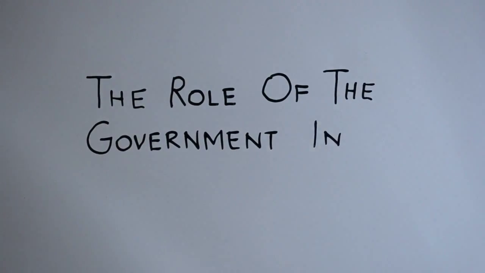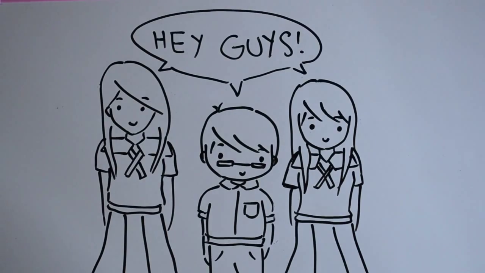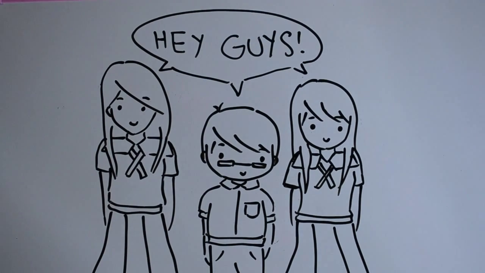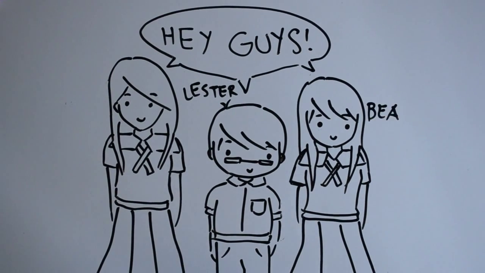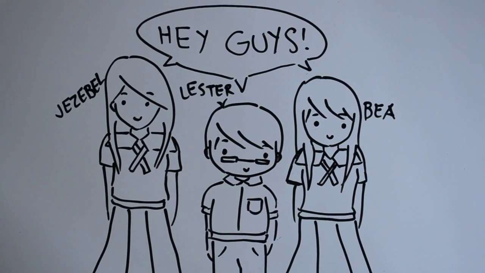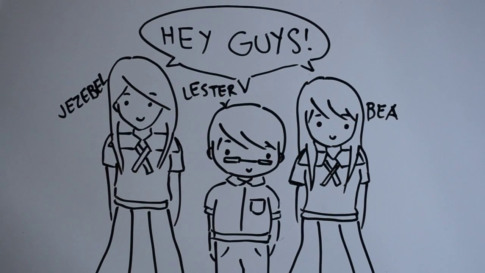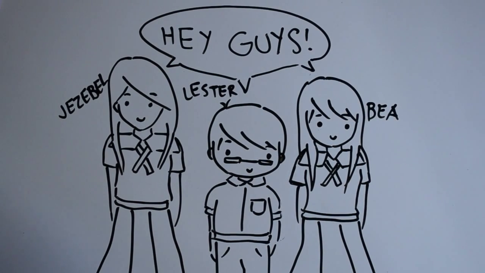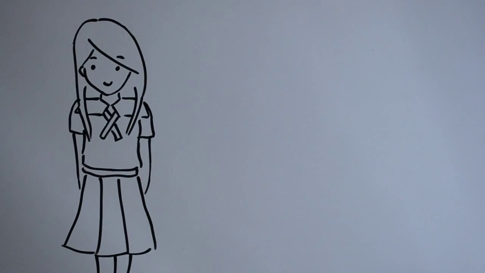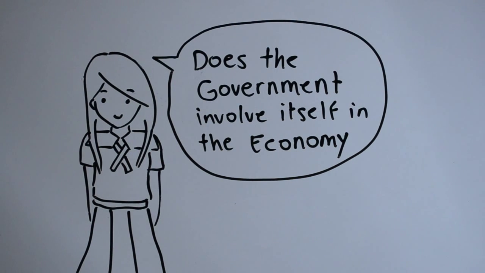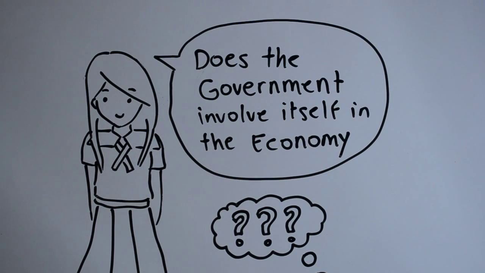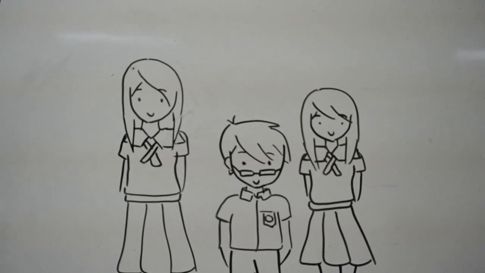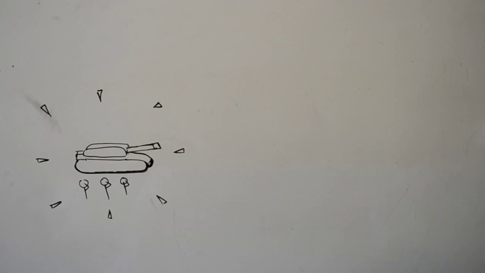The role of the government in the economy. Does the government involve itself in the economy? Government displaces private business by owning and operating certain enterprises, like the military.